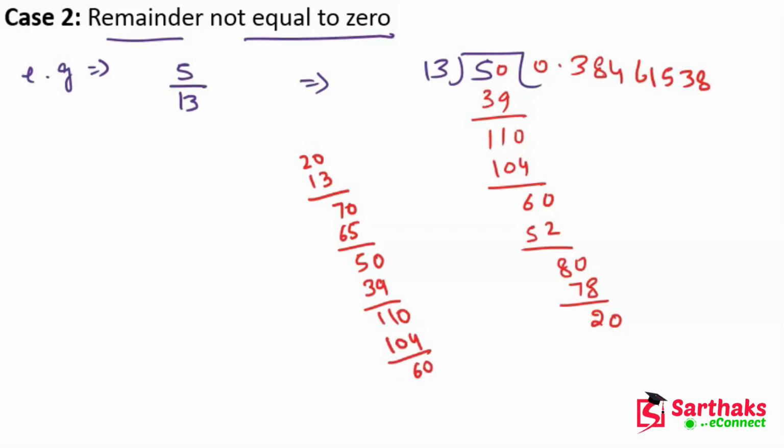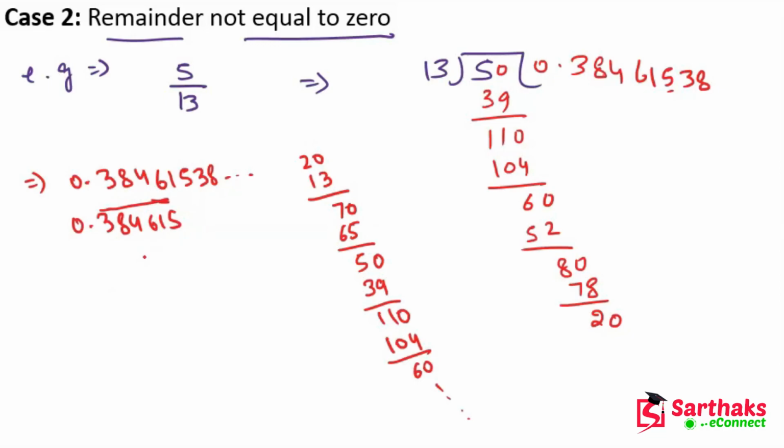Okay, now after that you can observe this, after these 6 digits, the digits will be repeated. So these steps will be continued. Okay, I hope you understand these things. So we can write 5 upon 13 as 0.38461538 and so on. Okay, so we can write it as 0.384615 with a bar. It means after the 6 digits the digits will be repeated.